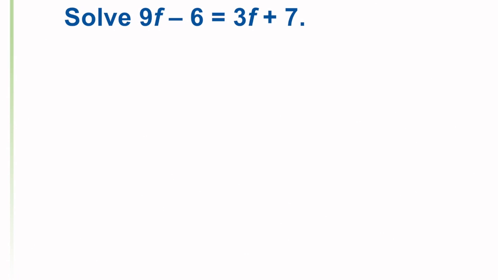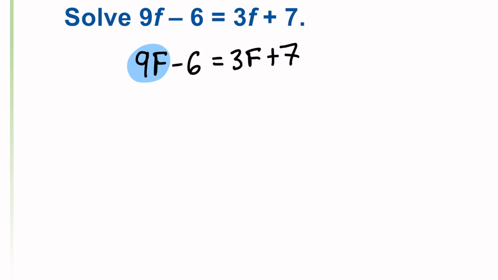Let's look at our second example. For this one we have 9 times f minus 6 equals 3 times f plus 7. Like I said, this is a trick that doesn't work all the time, but in most cases it works. So you identify the variables. We have 9f and 3f, and then you look at the numbers and choose the smallest one. In this case, 3 is smaller than 9, so I'm going to subtract 3f on both sides of the equal sign.